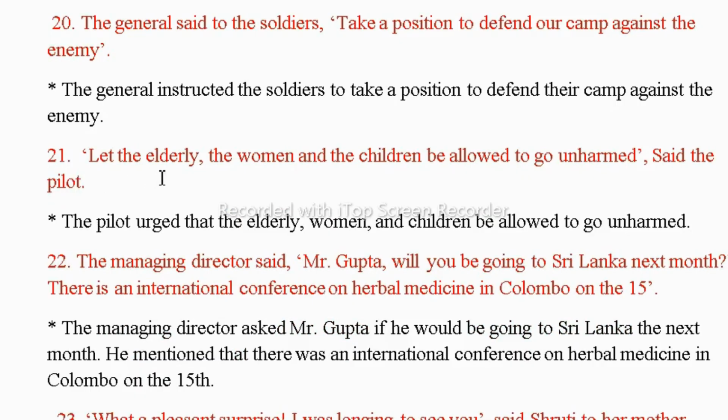Next one, let the elderly, the women, and the children be allowed to go unharmed, said the pilot. So, here by reading this, you can understand someone is requesting. So, the pilot urged or the pilot requested that the elderly, women, and children be allowed to go unharmed.